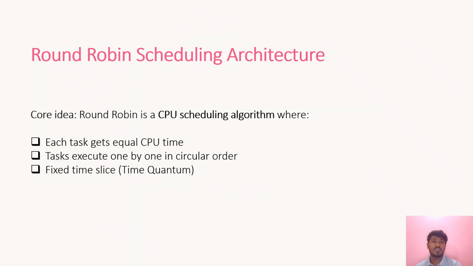Now we'll see round-robin scheduling architecture. Round-robin scheduling architecture is a CPU scheduling algorithm where each task gets equal CPU time. Tasks execute one by one in circular order, with a fixed time slice.